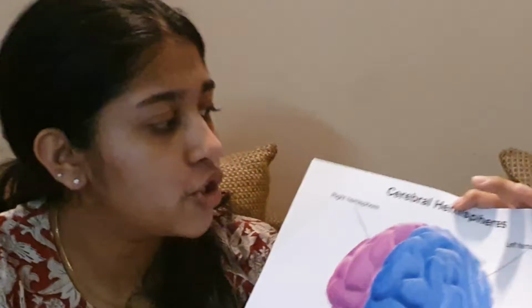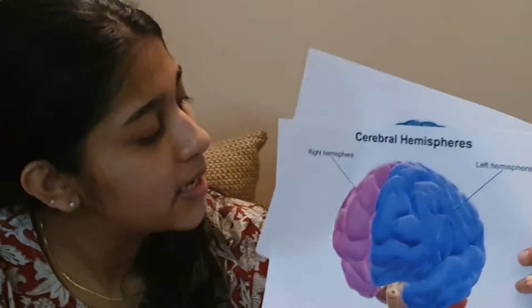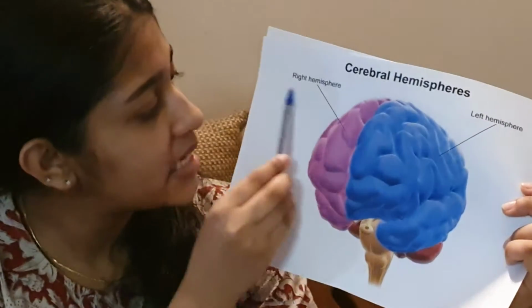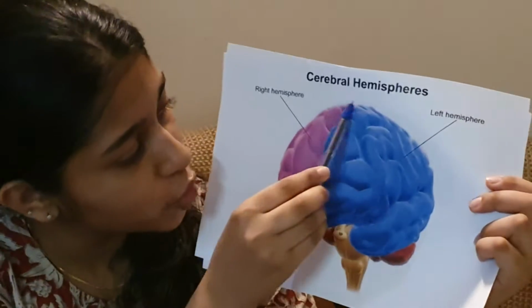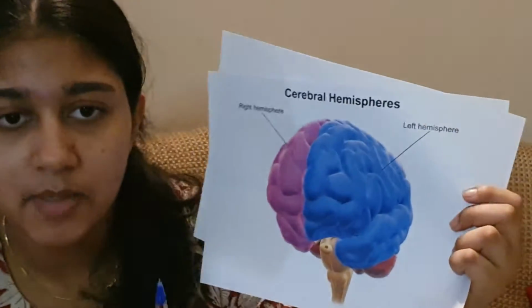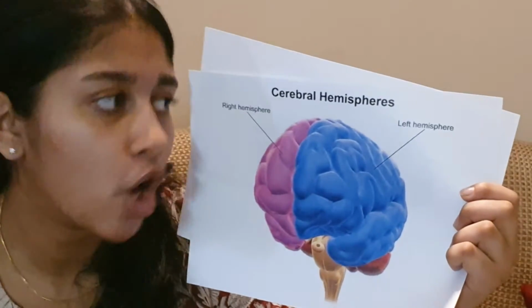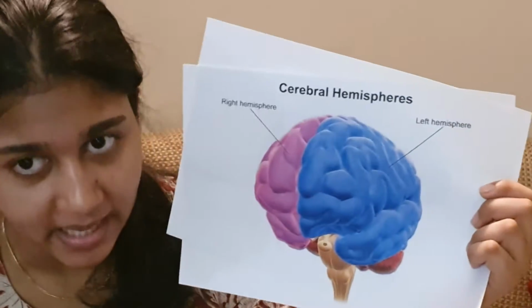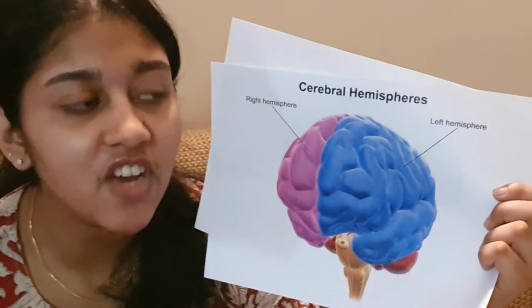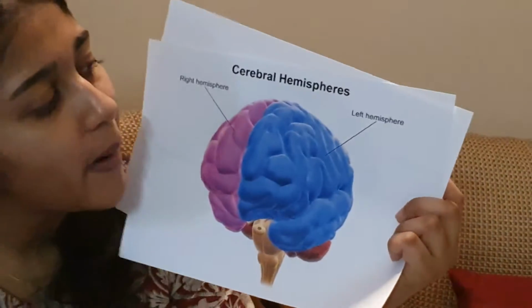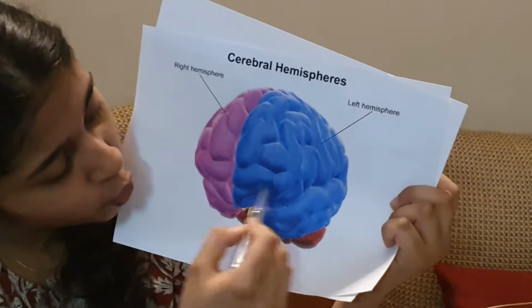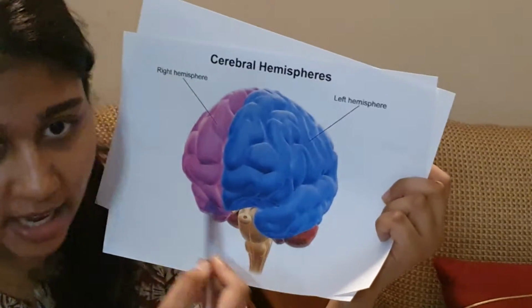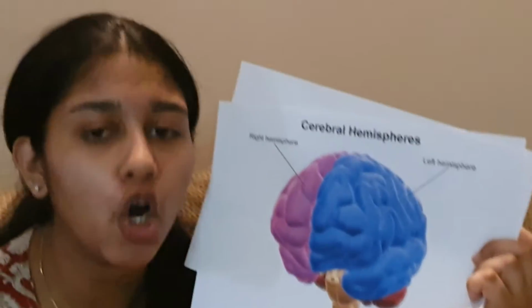So the next part I'm going to talk about is the cerebral hemispheres. As you can see, the pink shaded portion over here is the right hemisphere. The right hemisphere is also known as the creative side of the brain. It is responsible for translating visual information. The next part is the left hemisphere. The blue shaded portion in this picture is the left hemisphere. It is called the logical side of the brain. It controls language and speech.